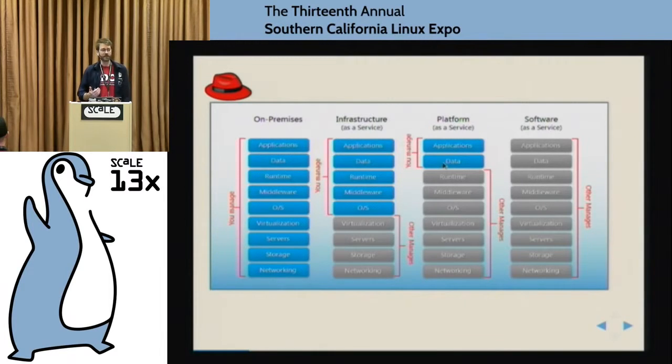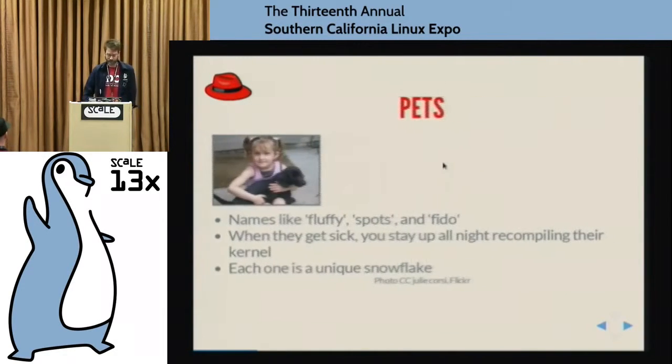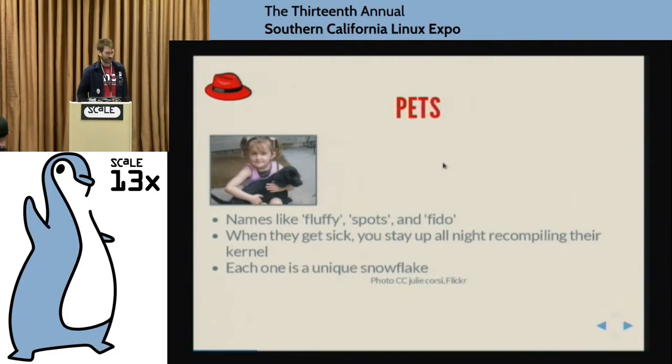Another way to look at the cloud world, this is one of the favorite analogies that you see bandied about, is pets versus cattle. Okay, so when you have a pet, it has a name. Its name is Fluffy. And when Fluffy gets sick, you take Fluffy to the vet and you help Fluffy get better.